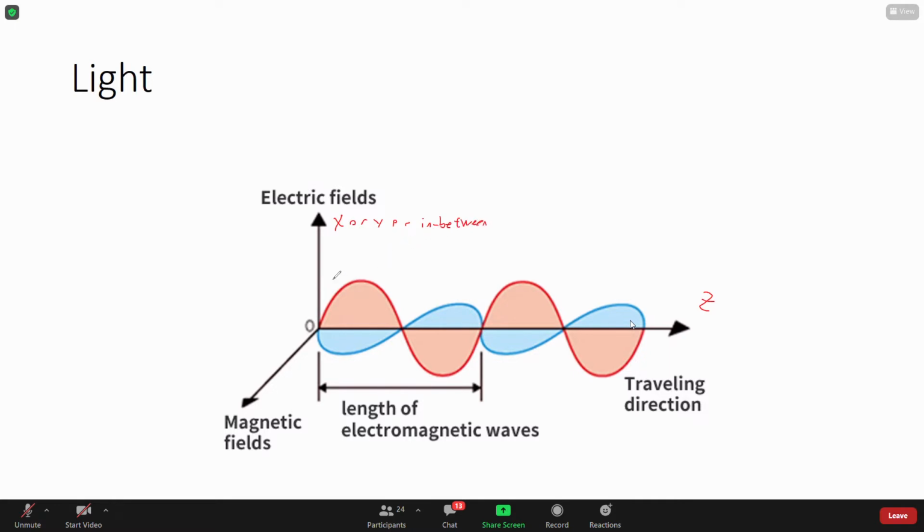And very often we will only talk about the electric field, because the magnetic field, at least in vacuum, will be perpendicular to the electric field and completely out of phase with it. So if you have described how the electric field travels through space, then you can also just calculate the magnetic field. So typically we don't talk about this too much.